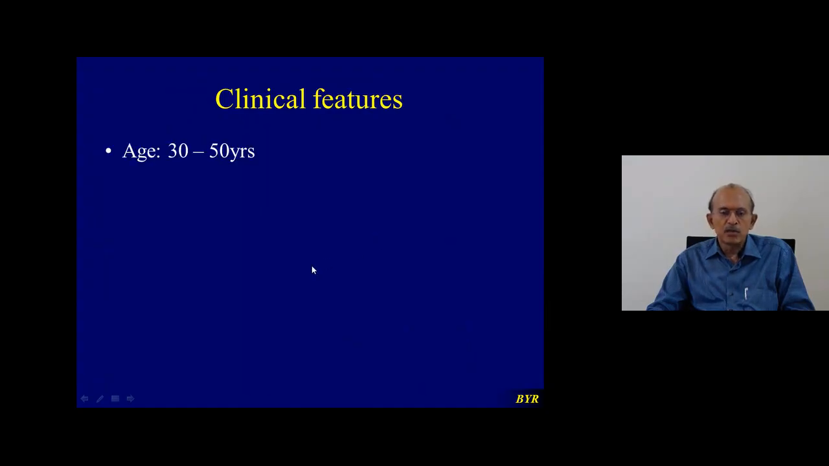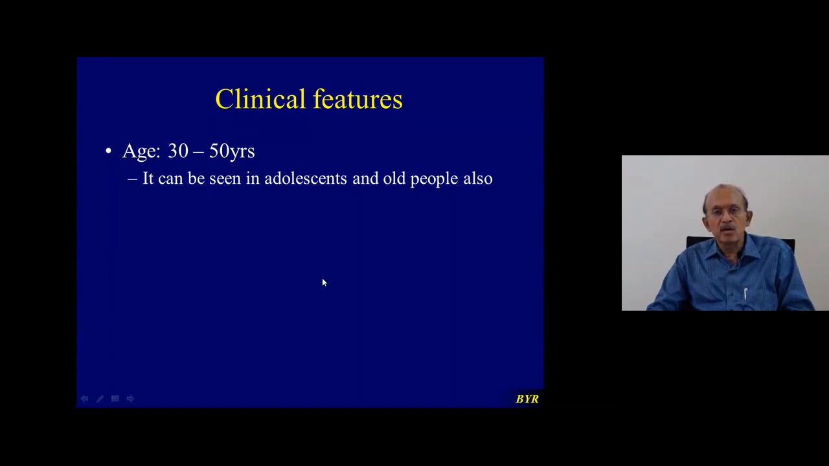Clinical features: 30 to 50 years of age. So now let's discuss the clinical features of differentiated carcinoma. 30 to 50 years is the age of occurrence. It can be seen even in adolescents and old people also. Papillary carcinoma can be seen in patients aged around 15 years also, or it can be seen in a 70-year-old individual also. But the common age period is 30 to 50 years. Females to males is 4:1.